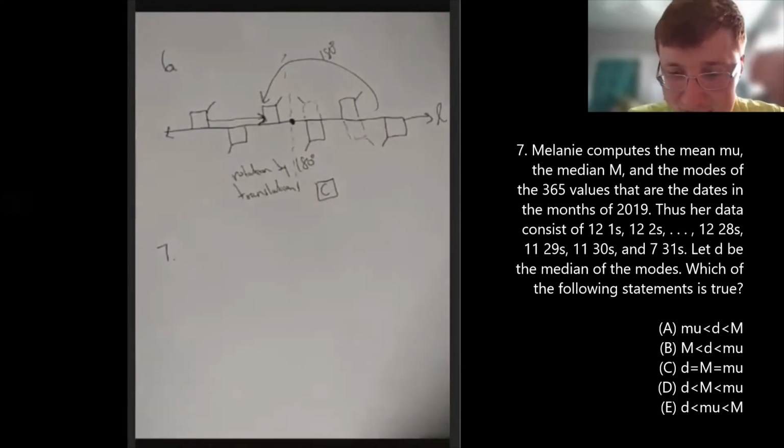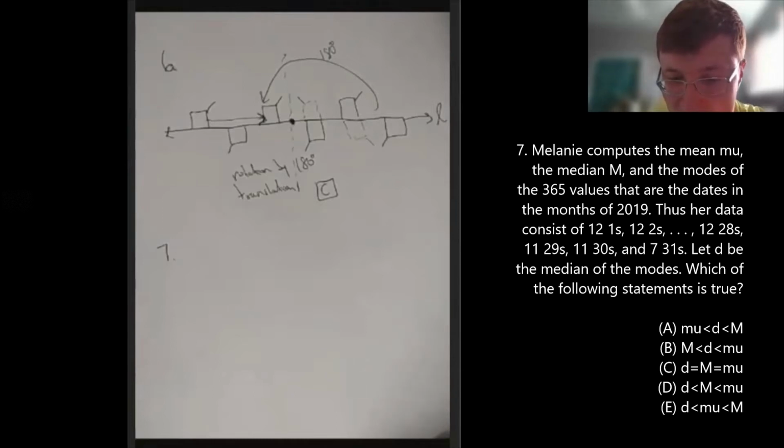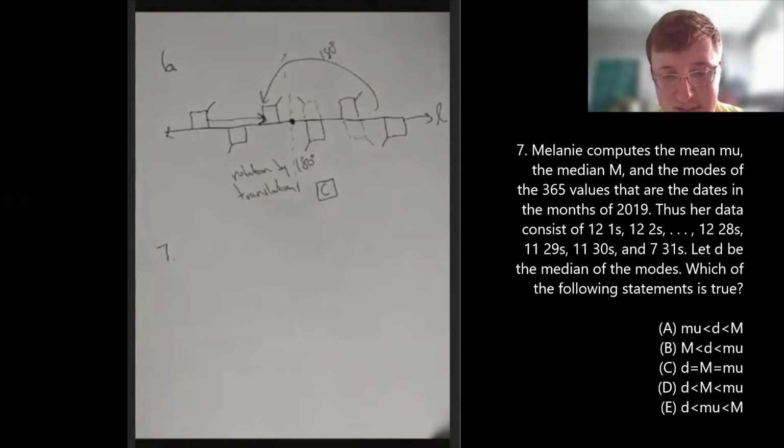Okay, problem 7. Okay, Melanie has the 365 numbers that are the dates in the months of 2019, and she computes the median, mean, and modes. Let D be the median of the modes. Okay, which of the following statements is true? Okay, so the modes, when it tells us how many of each number there are, so there are 12 ones, twos, threes, and so on up to 28s. So those are the modes.